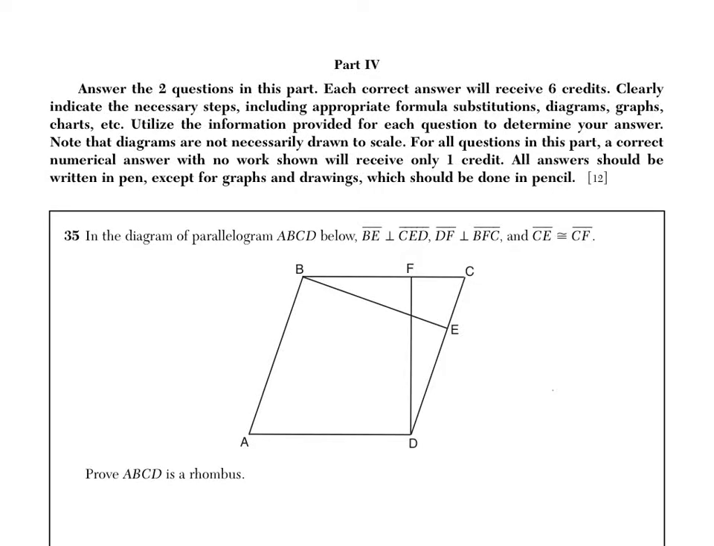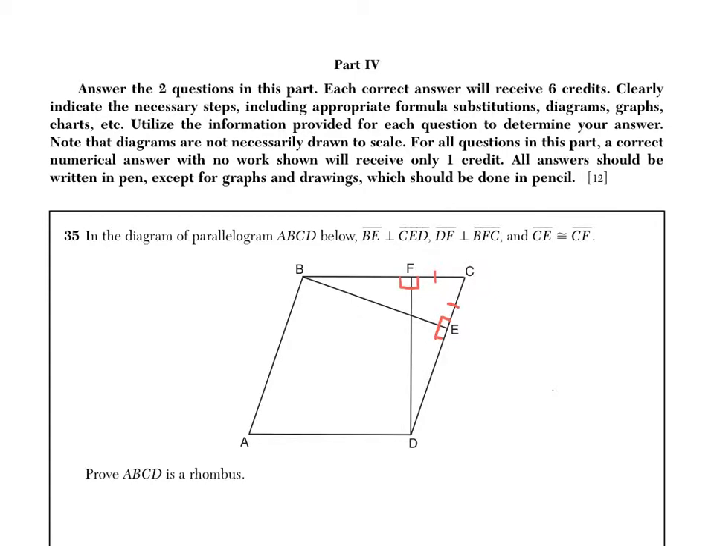In the diagram of the parallelogram ABCD below, we know that BE is perpendicular to CED, so we could just mark that down like this. And we also know that DF is perpendicular to BFC, so let's mark that down. Now it also says CE is congruent to CF, so we're going to mark this and this. Now we want to prove ABCD is a rhombus.